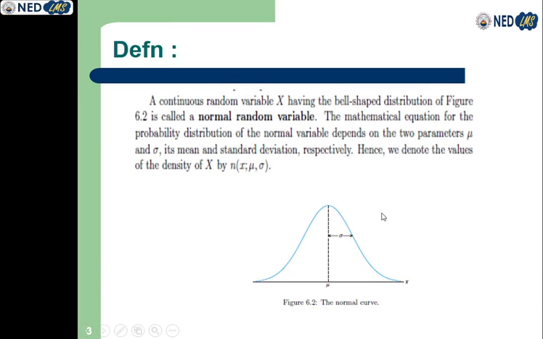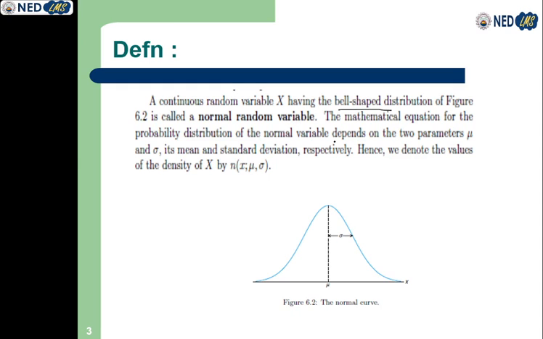Now students, this is the normal probability distribution PDF and the graph of the normal distribution. It is a continuous random variable having a bell shape. One of the first properties is that it is a bell shape distribution, as in the following figure of a normal random variable.